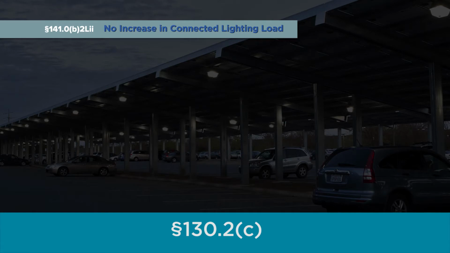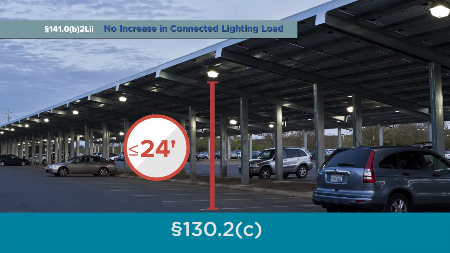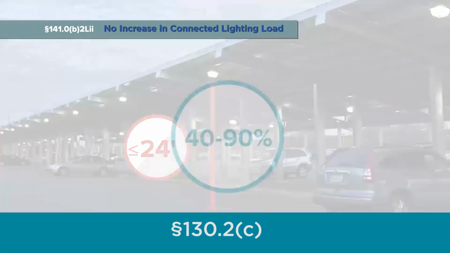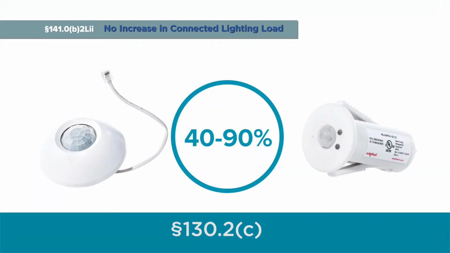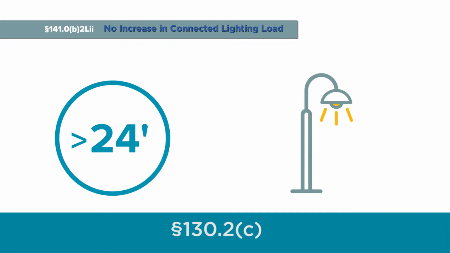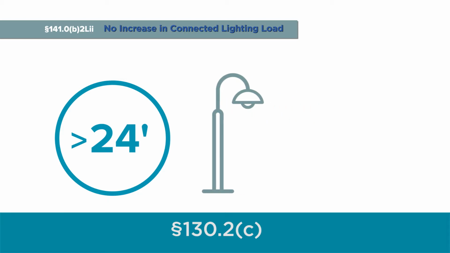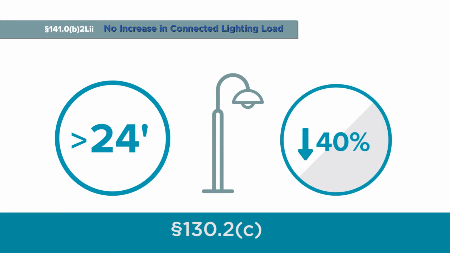For luminaires in parking lots and outdoor sales lots that have a 24 feet or less mounting height, a photo control or astronomical time switch must turn lights off during the day. Occupancy sensors or other occupancy-based controls must dim the luminaires by 40 to 90% when the space is unoccupied. For all other applications, and where luminaires are mounted above 24 feet, the photo control or astronomical time switch is still required to turn lights off during the day. However, schedule-based controls as well as occupancy controls may be used to reduce lighting by at least 40% during vacant periods.